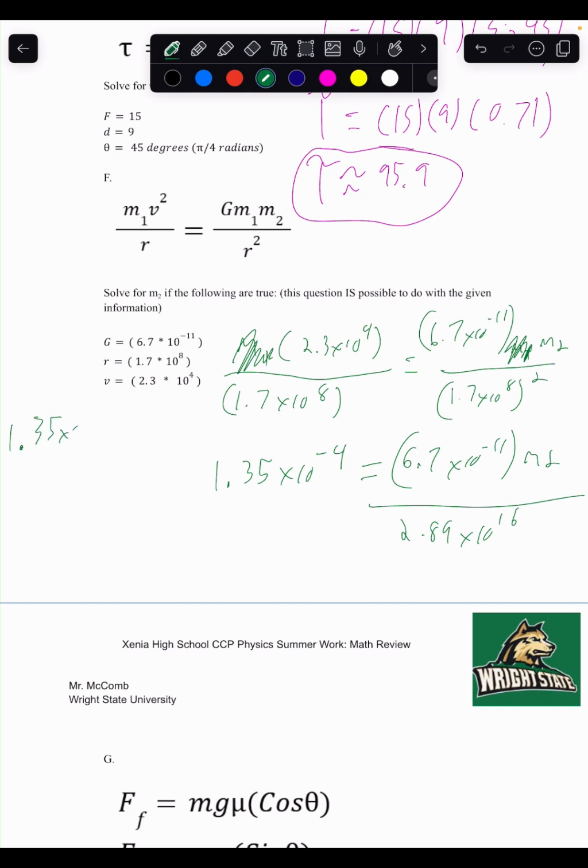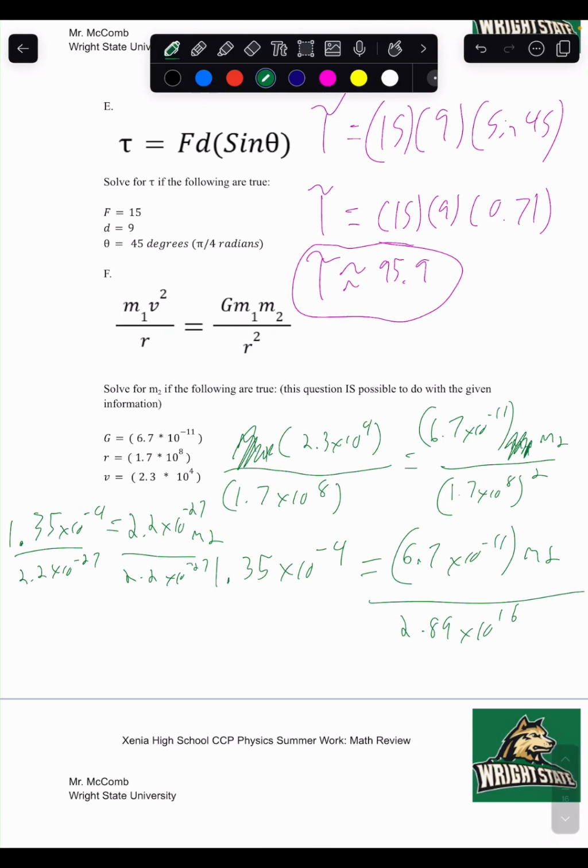With number 1.5 times 10 to the 4 equals 6.7 times 10 to the minus 11, divided by 2.89 times 10 to the 16. And then lastly, solve for the 2. So that's 1.35 times 10 to the minus 4 power divided by 2.2 times 10 to the minus 27 power. Right, so it's a little tricky, just because of this thing, and it's okay, but you guys just make sure all the numbers are right.